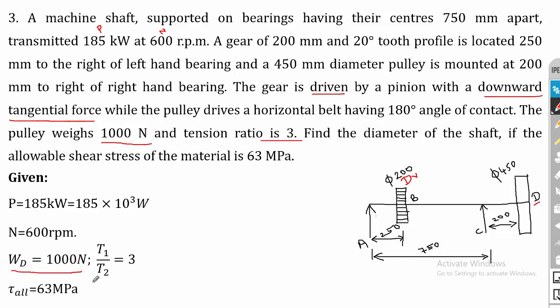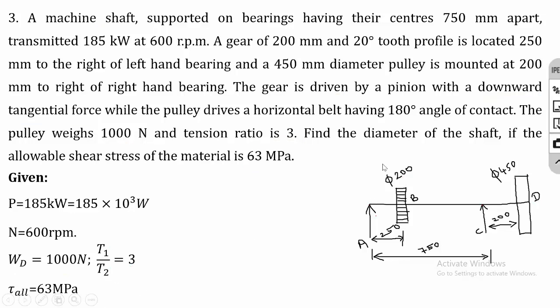We know that for solving the pulley problem, we have to calculate the ratio between the tight side and slack side tension, and it is given in the problem. It is T1 by T2 is equal to 3. Find the diameter of the shaft if the allowable shear stress of the material is 63 megapascal. So the tau allowable is given as 63 megapascal. Okay, so we'll go into the problem.